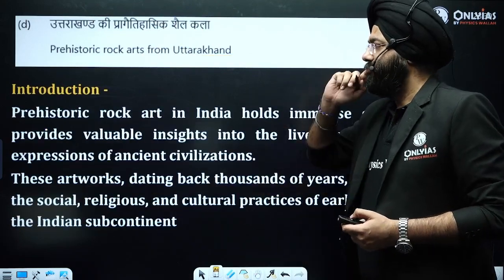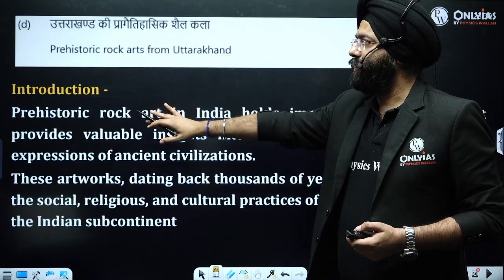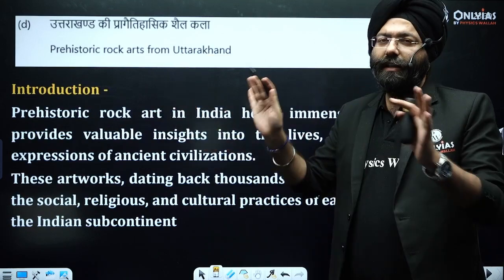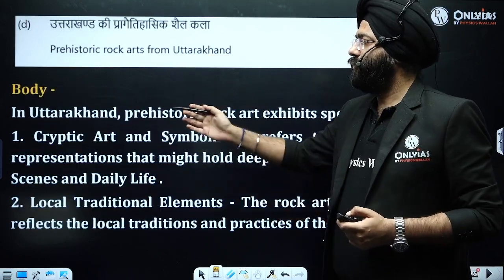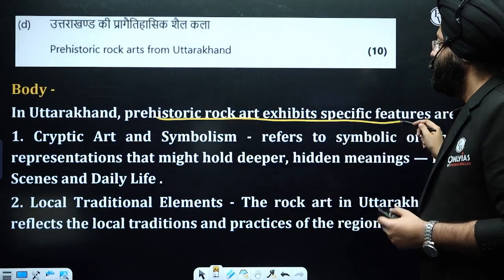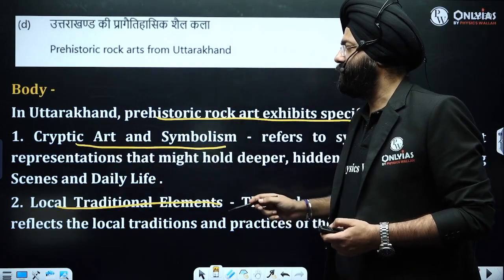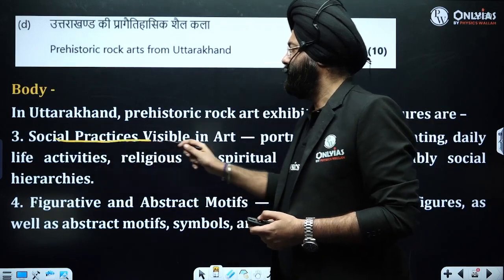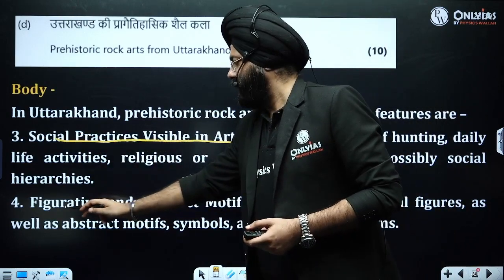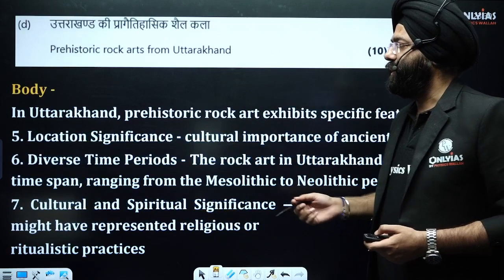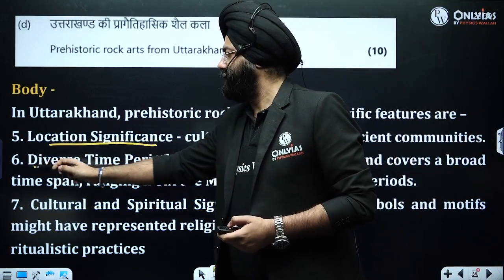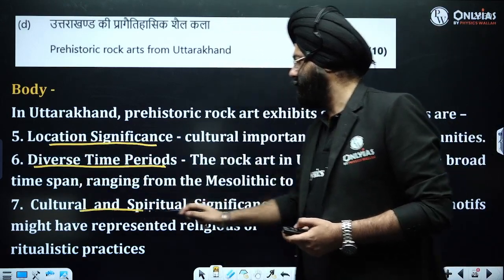क्लियर? देन ऑब्वियसली आप थोड़ा इंट्रोडक्शन प्री हिस्टोरिक आर्ट के बारे में इन जनरल लिख लीजिए. जब उत्तराखंड के बारे में आते हैं तो उनके कुछ स्पेसिफिक फीचर्स हैं, क्रिप्टिक आर्ट एंड सिम्बॉलिज्म, लोकल ट्रेडिशनल एलिमेंट्स उनमें हैं, सोशल प्रैक्टिसेस दैट आर विजिबल इन द आर्ट, फिगरेटिव एंड एब्स्ट्रैक्ट मोटिव्स हैं, लोकेशन सिग्निफिकेंस, डाइवर्स टाइम पीरियड, कल्चरल एंड स्पिरिचुअल सिग्निफिकेंस.